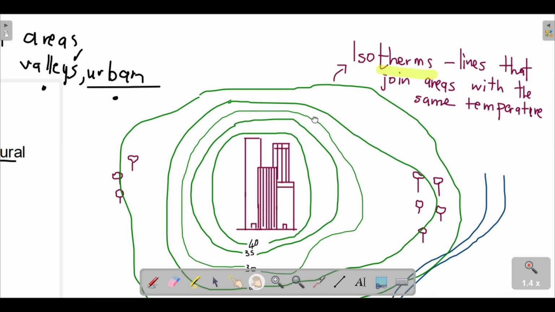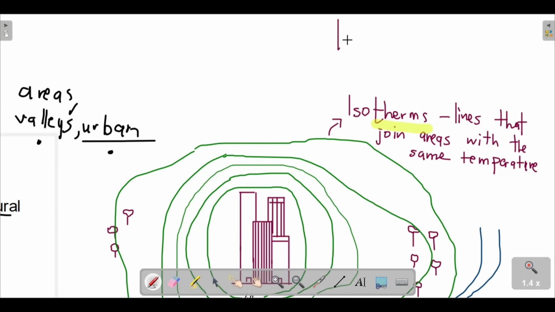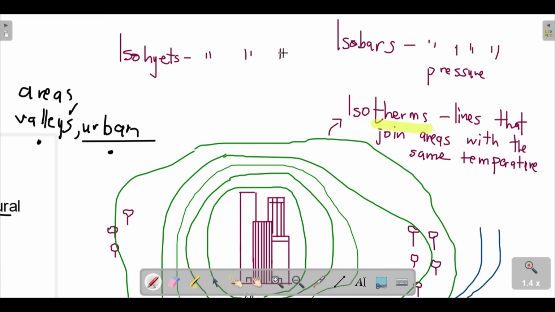So isotherms, do not confuse them with isobars. Isobars, of course, are lines that join areas of the same pressure, so they join areas that have the same atmospheric pressure. Those are isobars. You have isoheights. I'm just throwing these out, guys, in case you come across these in the exam. Isoheights are lines that join areas with the same precipitation or rainfall, particularly rainfall. Let me rather write rainfall.